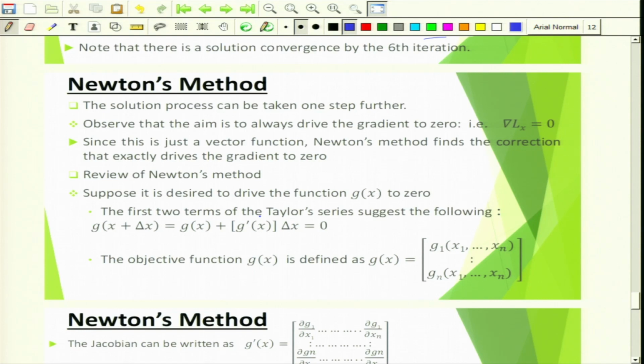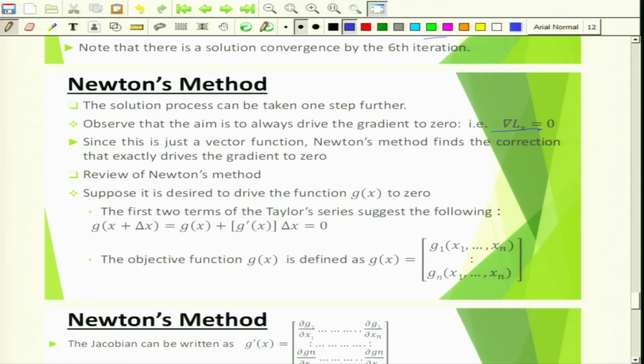Now the solution process can be taken one step further. Observe that the aim is to always drive the gradient to 0. Now the goal is to make the gradient as close as possible to 0, right. Since this is just a vector function, Newton's method finds a correction that exactly drives the gradient to 0. Ultimately what we are doing is finding that correction, minus alpha into gradient of x, that is nothing but a correction. So we need to find out that optimum correction to which the new variable will be taking us, or leading us, to the 0 value, right. So that is what Newton's method is trying to solve.